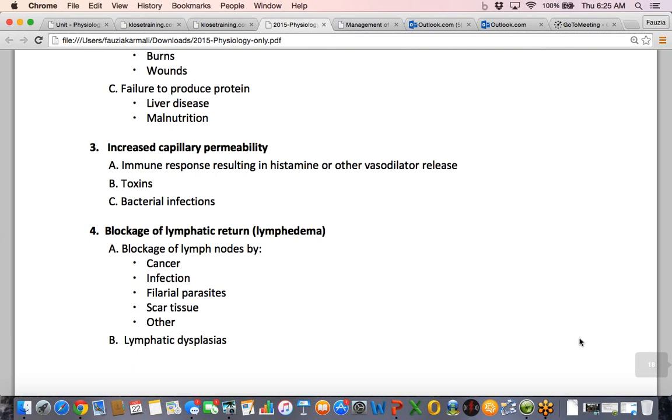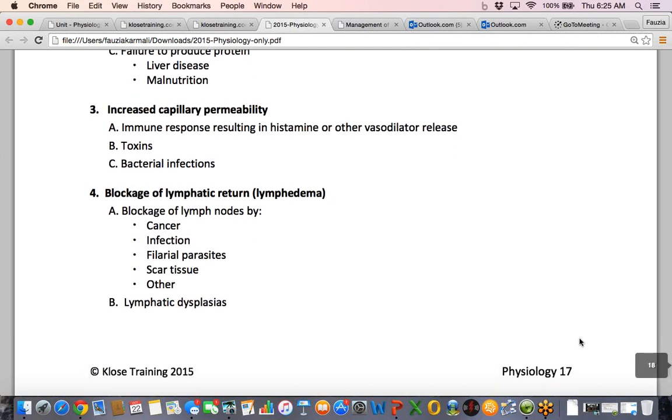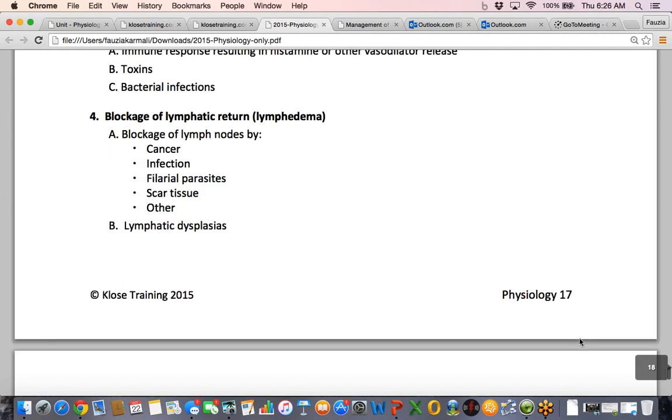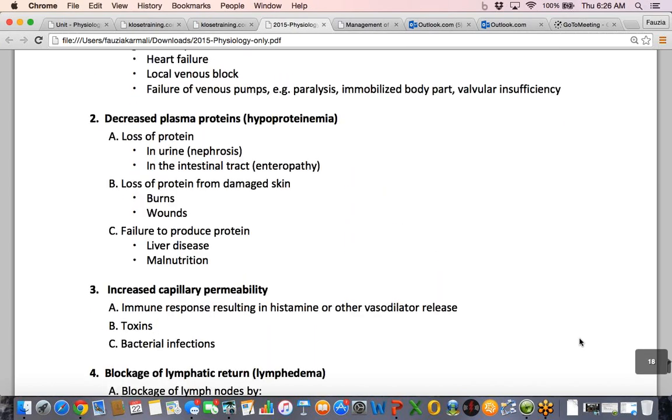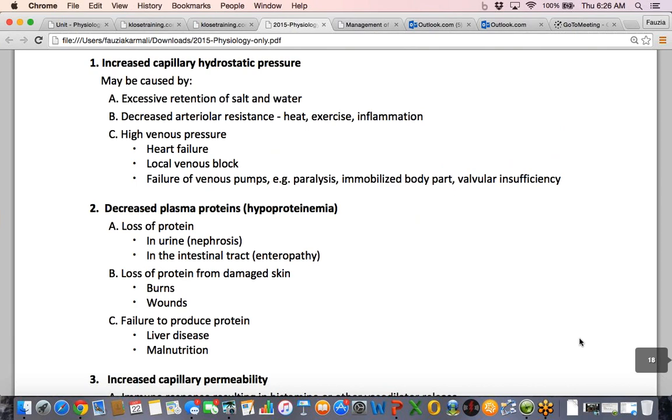Increased capillary permeability, if you have an immune response resulting in histamine or other vasodilator release, toxins or bacterial infections. And then finally, blockage of lymphatic return. If there's a blockage of the lymph nodes because of cancer or infection or parasites, scar tissue, something from radiation therapy, or there's a primary lymphedema with dysplasia of the lymphatic system, then you're going to end up with the blockage of lymphatic return. Okay, so if there's no more questions on the physiology, we're going to move on to the next section. Is everyone doing okay?